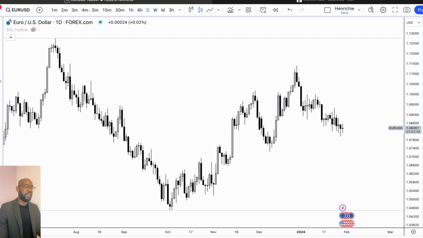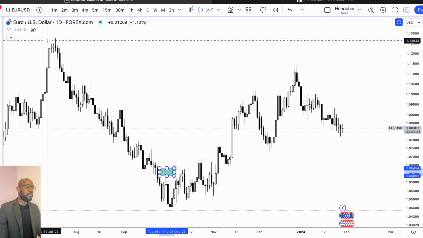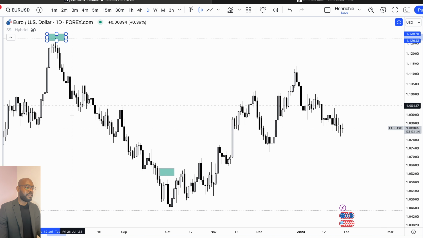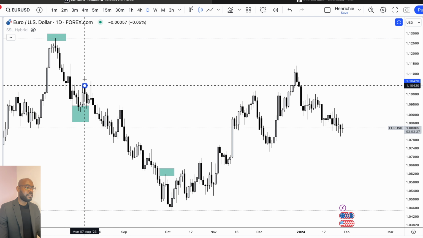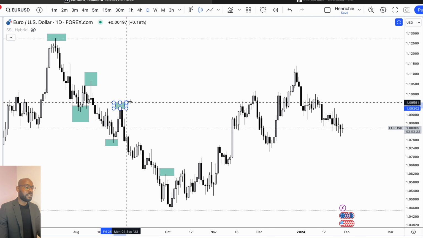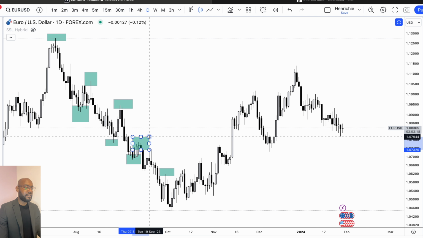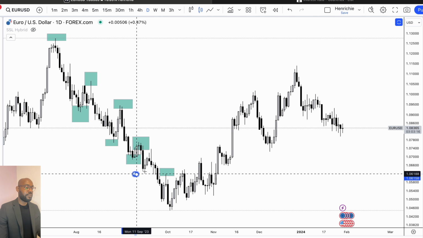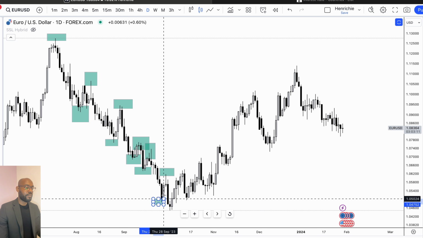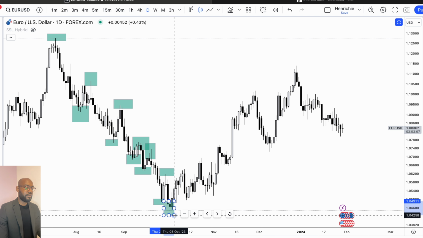And what do we see right here? We created a low. Price was previously going to the downside on the daily time frame. You can see that right here. A low, a high, a low, lower high, then this low right here, and this high. Then we'll have this low, and then this high, and then we created a low right here, and then this high right here, and then we created this low right here as well.